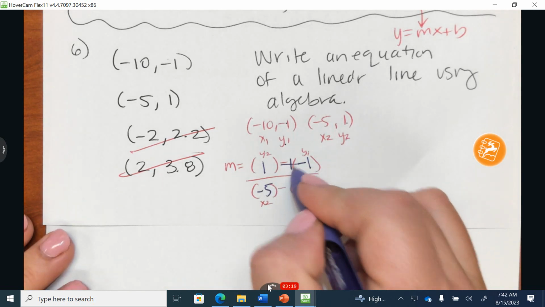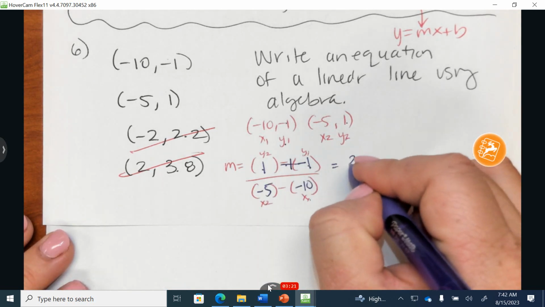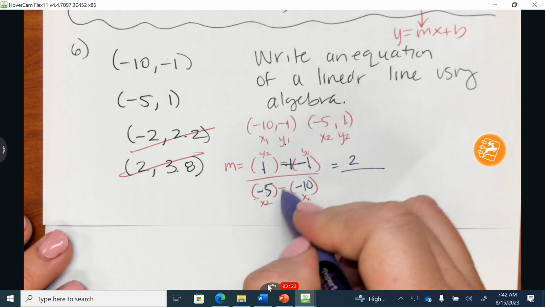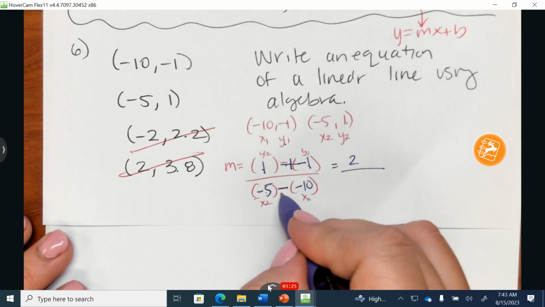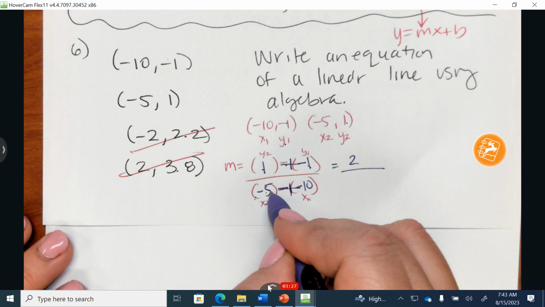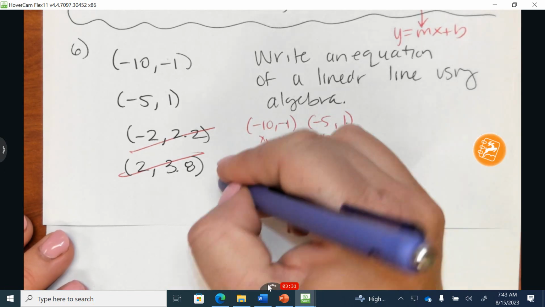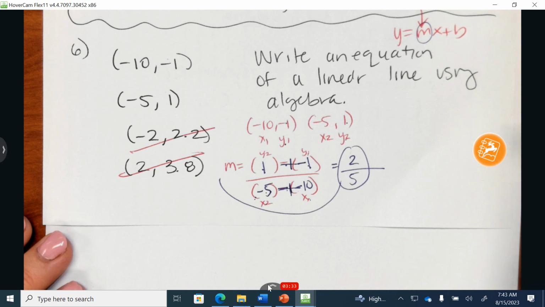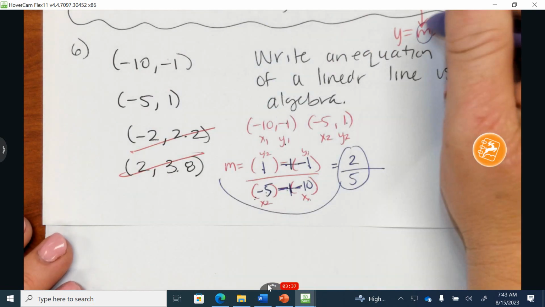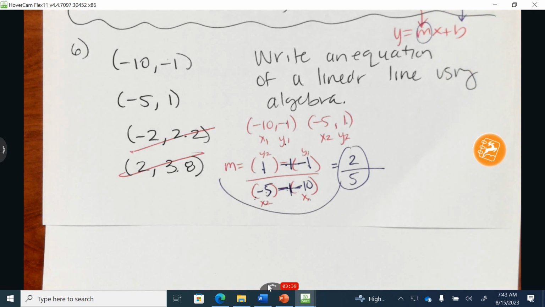2 negatives make a positive. 1 plus 1 is 2. Now negative 5 subtract negative 10. 2 negatives make a positive, and negative 5 plus positive 10 is positive 5. This is the slope. There are 2 things I need to know in order to write the equation of the line that contains these points. One is the slope, the second is the y-intercept.